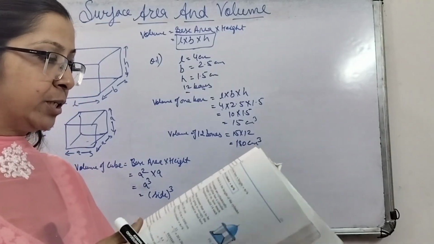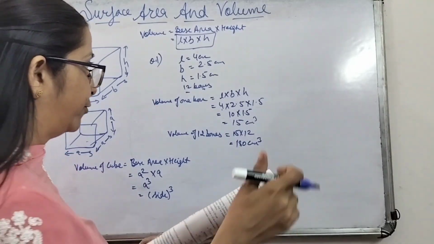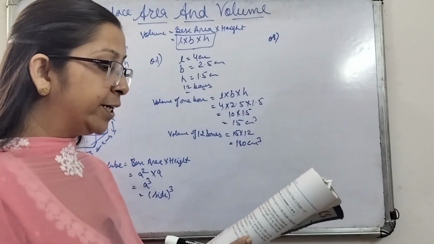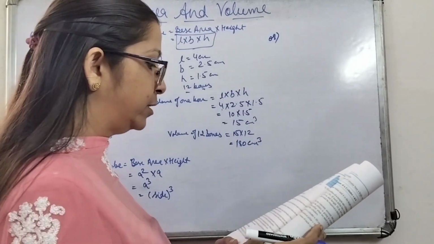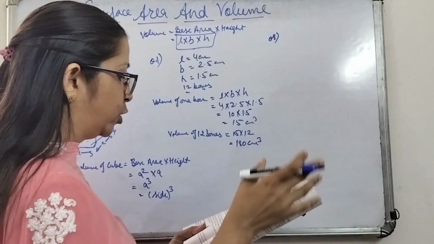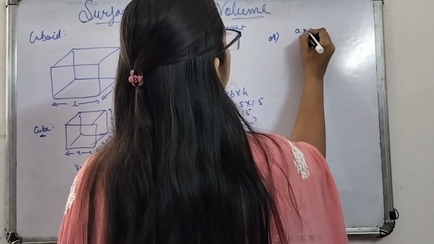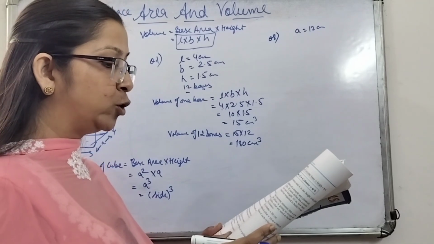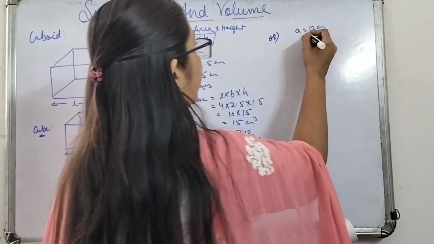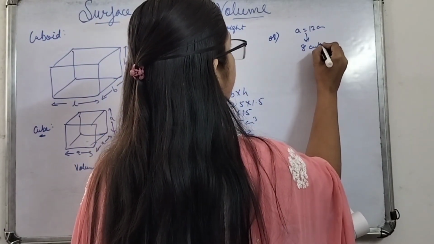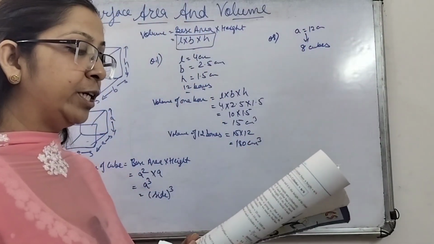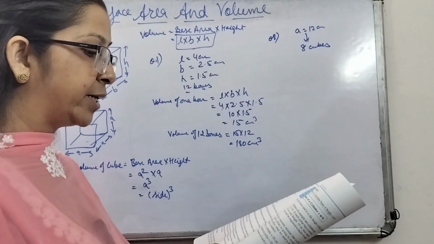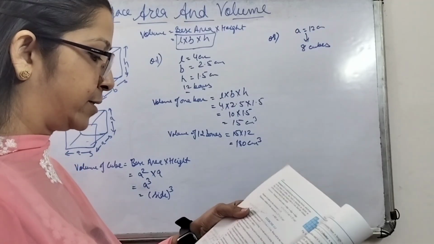Now let's take question number 8 of exercise 13.5. A solid cube of 12 centimeter side is cut into 8 cubes of equal volume. We are dividing it into 8 cubes of equal volume. What will be the side of the new cube? Also find the ratio between their surface areas.